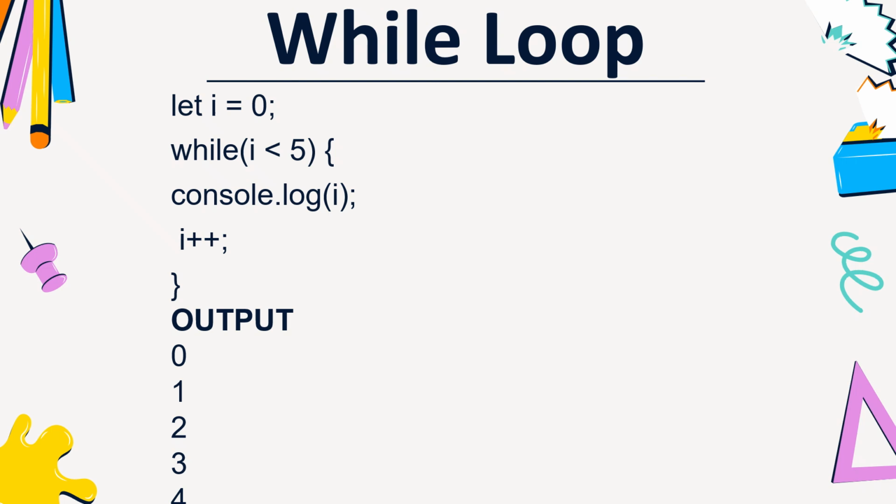Let is a keyword. I is a variable. We are initializing I equal to 0 while I is less than 5. So this is a condition we are checking. Inside the loop, we have the print statement console.log of I. So we need to print the value of I until the condition is satisfied.